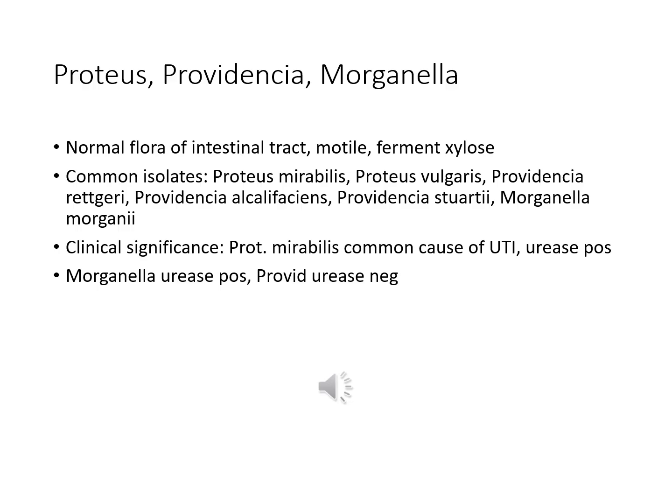Clinically significant of these organisms is Proteus mirabilis. It's a common cause of urinary tract infections, and it is urease positive. So one way to separate Proteus from others is Proteus are known to be urease positive, while Morganella and Providencia are urease negative.